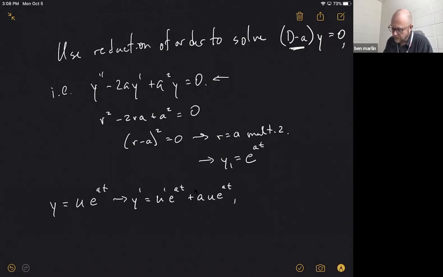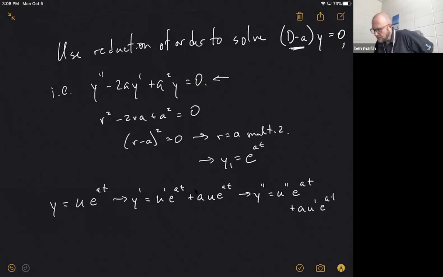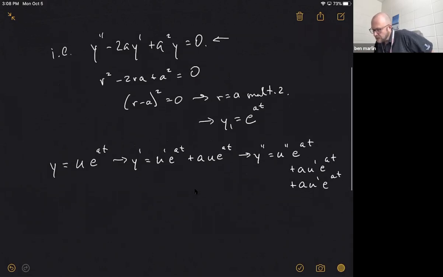And then that's going to give us the y double prime. I've got to be careful and not lose anything this time. Remember, I copied it wrong last time. u double prime e to the at plus, let me just write each term out if I need to. So that's from the first product rule. And then on the second product rule, I'll have an a u prime e to the at, and also an a squared u e to the at, so picking up that extra a from that.